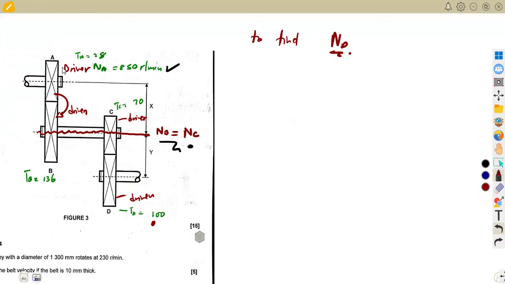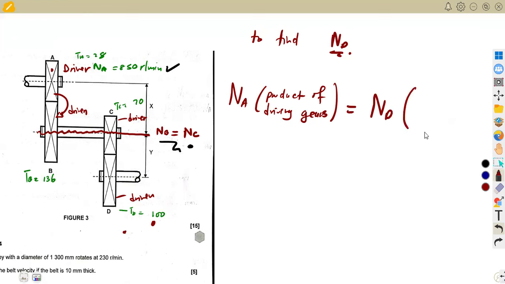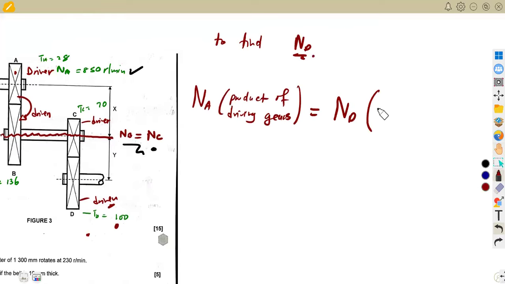To find ND, you're going to consider this. It is going to be NA on the driver. Remember the driver, the speed of the driver. Then about the teeth, you are going to have the product of driving gears. This must be equal to what? Where are we? D. So the input to the output, the driven at D. So you're going to have ND times the product of the driven gears. Take note about this one.